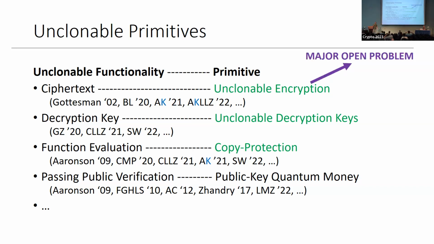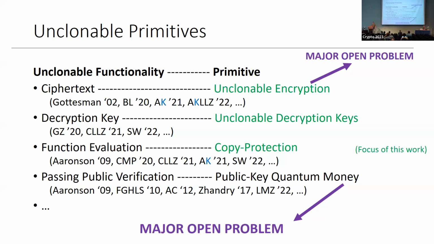I'd like to note unclonable encryption, achieving it in the plain model without any assumptions has been a major open problem since it's been introduced. And achieving public key quantum money without heavy computational assumptions has been an even older and bigger open problem, which not only cryptographers, but many mathematicians attempted to solve. In this work, we'll focus on the first three primitives highlighted in green.